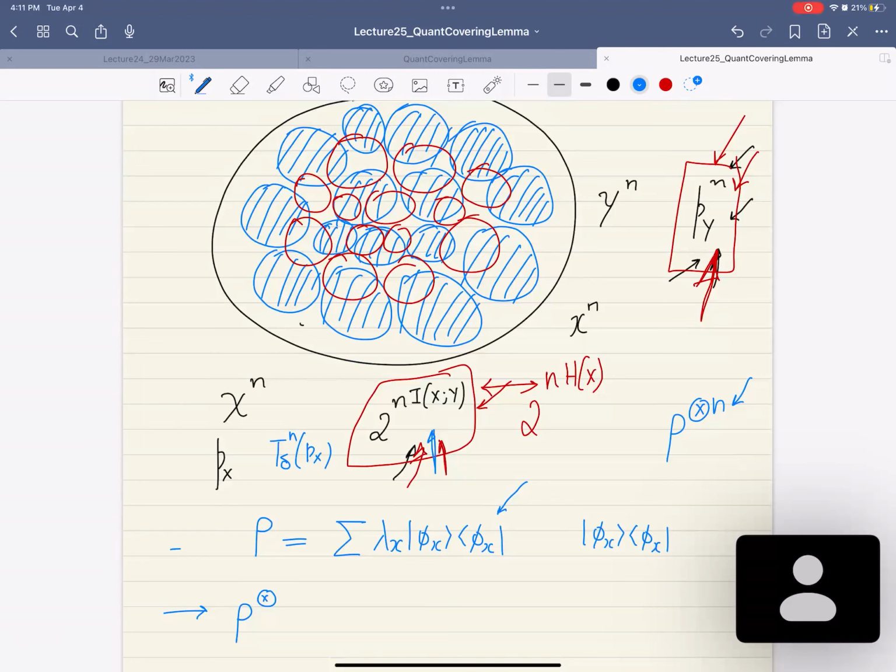Rho is a very detailed object. The question is, how many details should I correlate to make up rho tensor n? That's a more physical way of thinking of it.